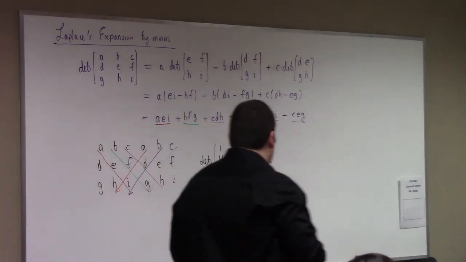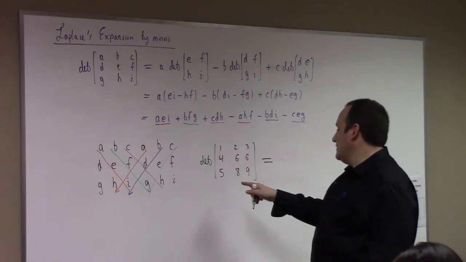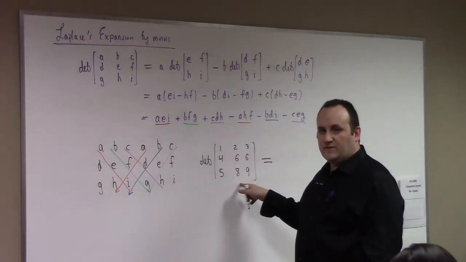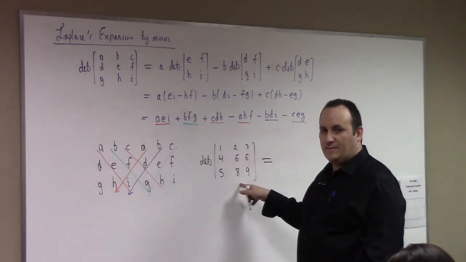But the determinant is invariant under transposition as well. Now, I know this is going to work out to 0. What do you guys want to do? You want to do the crossing trick, or do you want to do expansion by minors?